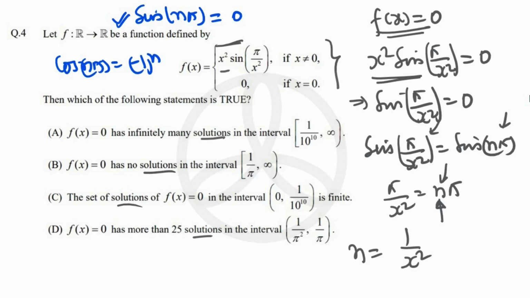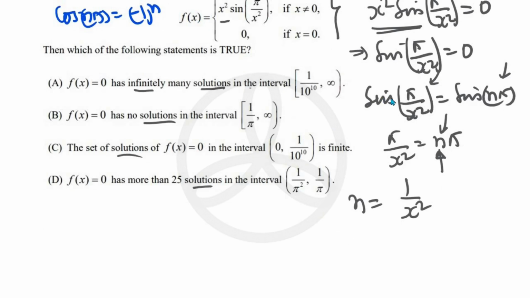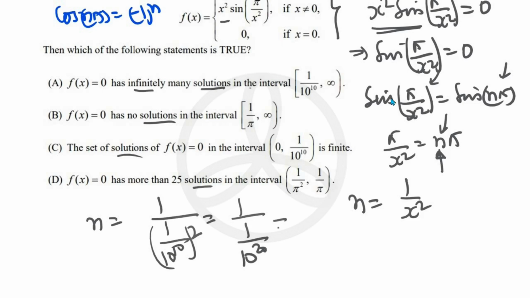With this, we can check which of these are correct. The first statement is infinitely many solutions in this interval. Let me check. For the lower limit, n will be 1/x square, 1/10 to the power 10 square, which is equal to 1/10 to the power 20. This is 10 to the power 20. This is a finite number. And the second one, if we put here, we need not spend our time on that. The moment we apply infinity here, this will actually become 0. The n is equal to 0.